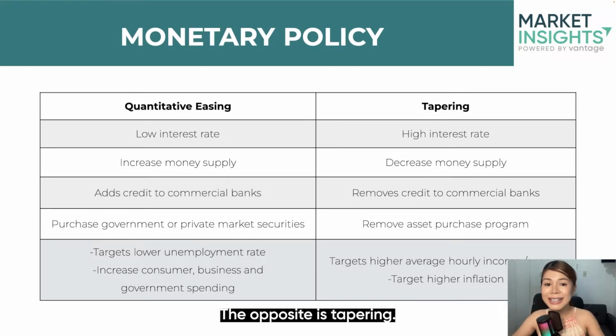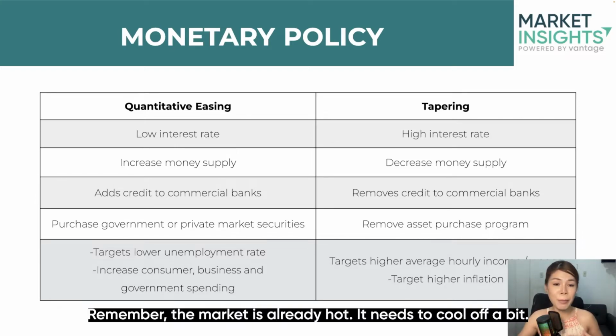Opposite is tapering. So during tapering, interest rates are high. This is to discourage people from spending. Remember, the market is already hot. It needs to cool off a bit. How do they do that?